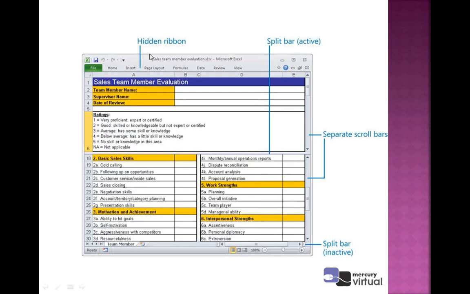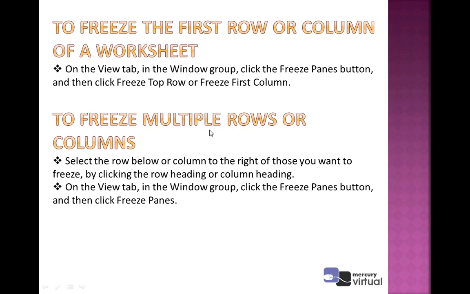This is the hidden row, hidden ribbon. This is the split bar. This is the separate scroll bar. This is the split bar inactive.